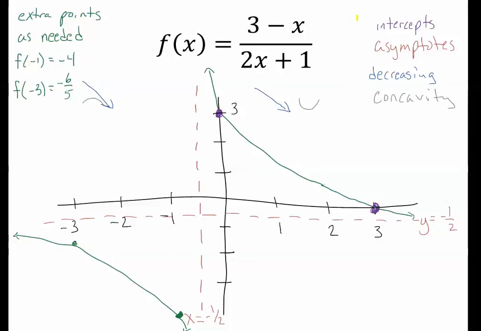I start with my intercepts. My intercepts are at (0, 3) and (3, 0). I move on to my asymptotes. Asymptotes are dotted lines: x equals negative 1/2, and my horizontal asymptote, y equals negative 1/2. I indicate that it's decreasing in these two areas, both to the left and to the right of negative 1/2. And I do a quick sketch of concavity to show it's concave down over here, concave up on the right hand side. This reminds me of what I should be drawing as I draw my graph.